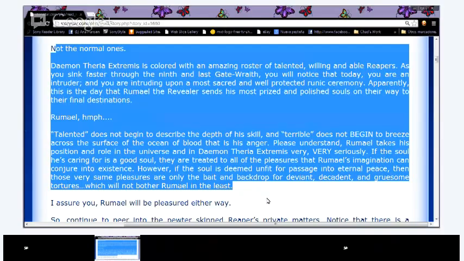Please understand, Romeo takes his position and role in the universe and in Daemon Theory streams very, very seriously. It is so he's caring for its good soul. They are treated to all of the pleasures that Romeo's imagination can conjure into existence. However, if the soul is deemed unfit for passage into eternal peace, then those very same pleasures are only the bait and backdrop for deviant, decadent, and reason tortures, which will not bother Romeo in the least.